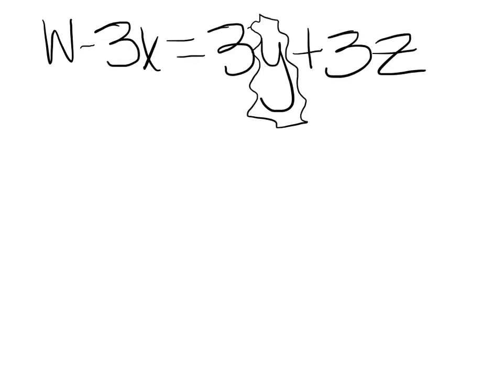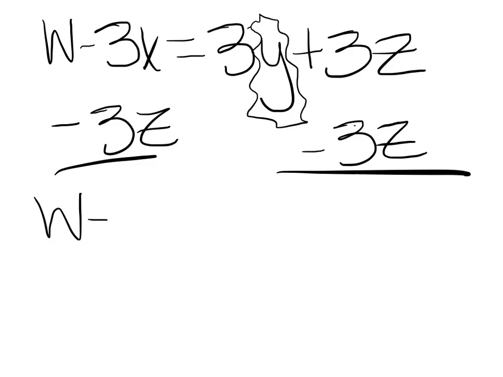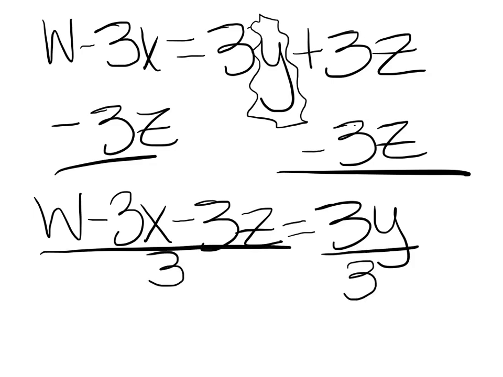And on this slide, we're now going to subtract 3z from both sides. And why are we subtracting 3z? Because it is positive, so the inverse operation is going to be to make it negative, or to subtract. So we're going to end up with w minus 3x minus 3z equals 3y. Now the 3 is directly beside the y, and what operation is that? Yes, multiplication. So what are we going to do as its inverse? Division. So we're going to divide by 3 on both sides.